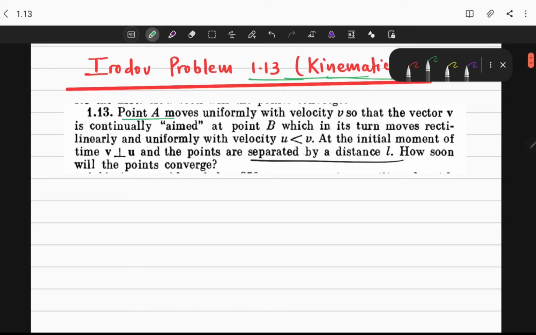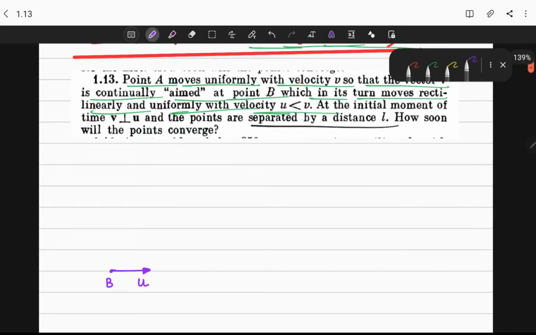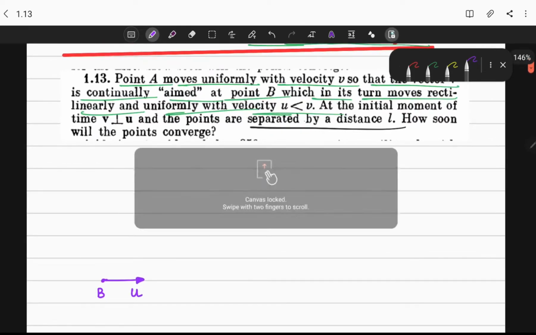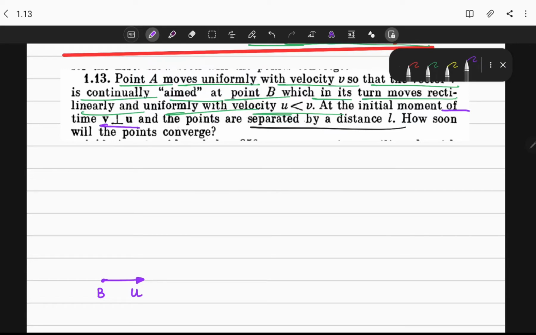A point A moves uniformly with velocity v so that the vector v is continually aimed at point B, which in its turn moves rectilinearly and uniformly with velocity u. So let us say we have point B, and point B is moving in a straight line, that is the meaning of rectilinearly, with constant velocity u, and A is moving with a constant velocity v such that at the initial moment of time v is perpendicular to u and the points are separated by a distance l. It is asking how soon will the points converge.